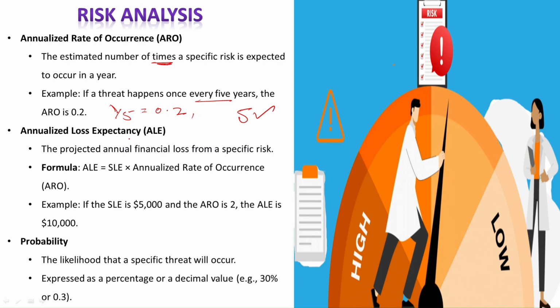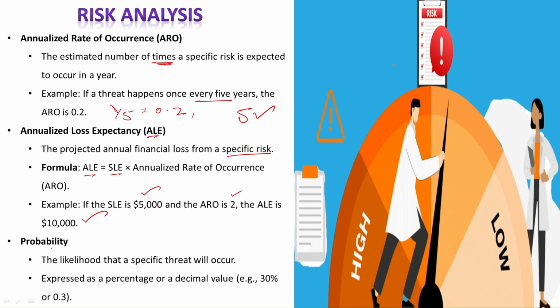So what is annualized loss expectancy or ALE? It is the projected annual financial loss from a specific risk, and the formula for ALE is SLE multiplied by ARO, that is annualized rate of occurrence. For example, if the SLE is 5,000 and the ARO is 2, that is the threat is occurring twice a year, the ALE is 5,000 times 2, which is 10,000.